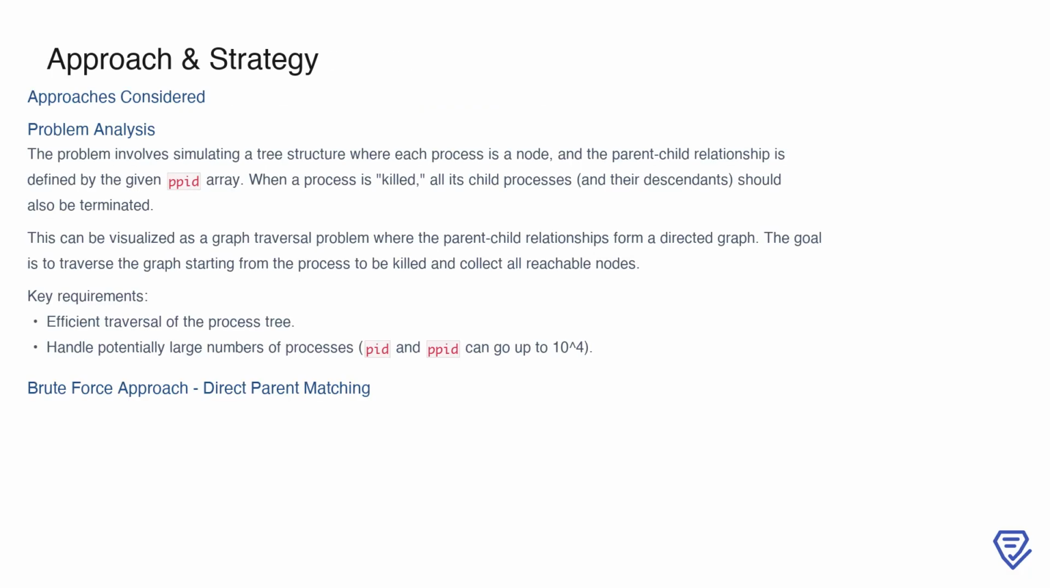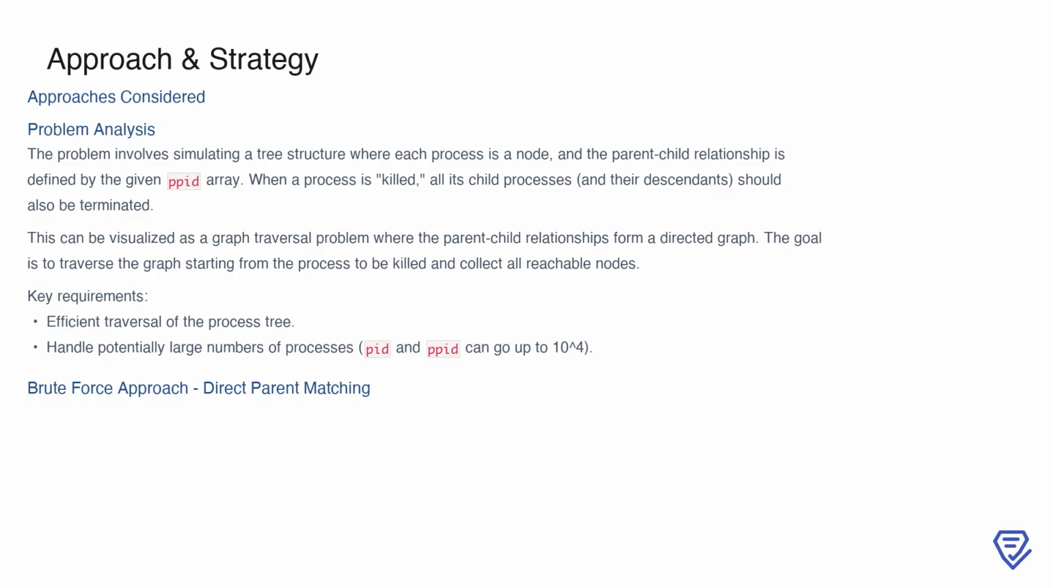To tackle the kill process problem, we start by analyzing its structure. Each process is represented as a node in a tree, with a parent-child relationship derived from the PPID array. When a process is terminated, all its child processes, as well as their descendants, must also be terminated. This means we can think of the problem as traversing a directed graph, where the edges represent the parent-child links. The task is to traverse the graph starting from the process to be killed and gather all affected nodes.